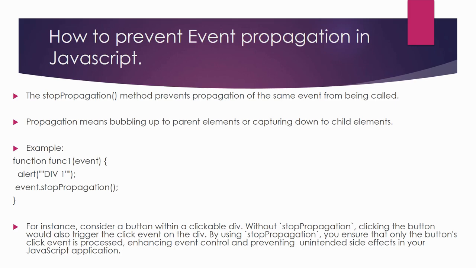For instance, consider a button within a clickable div. Without stopPropagation, clicking the button would also trigger the click event on the div. By using stopPropagation, you ensure that only the button's click event is processed, enhancing event control and preventing unintended side effects in your JavaScript application.